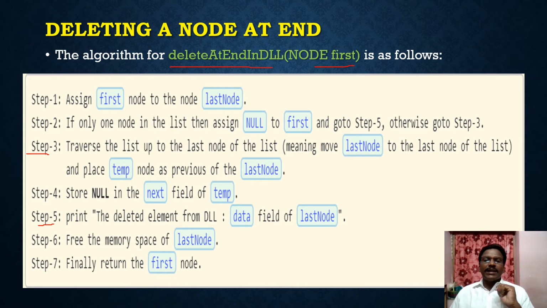Then print the deleted element in the double linked list, the data field of last node. The last node data value is printed. Now free the memory space of the last node. Simply the last node is freed. Then finally return the first node.